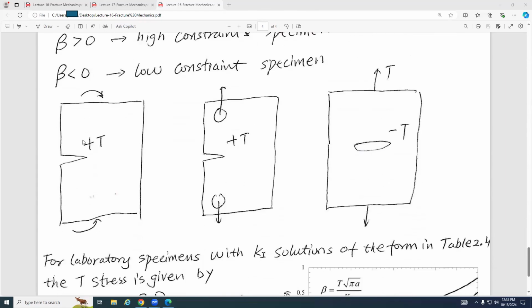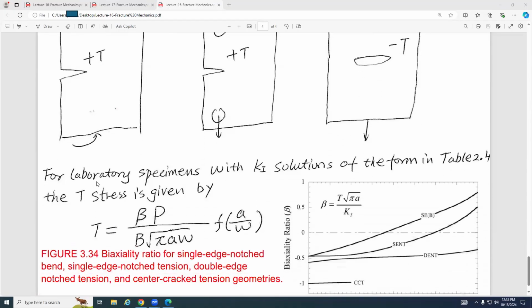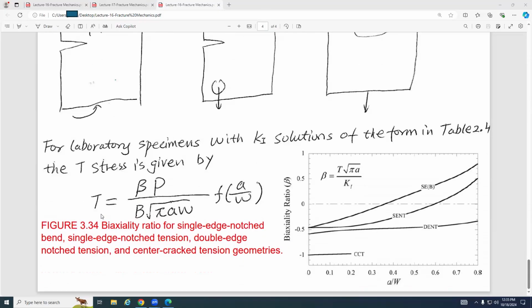So we have 3 case scenarios. This is bending, positive T, and this is also bending, positive T. Here is a central crack with tensile loading, and here we have a minus T. For a laboratory specimen with a Ki solution of the form in table 2.4, the T is provided using this equation. This is how we calculate T.